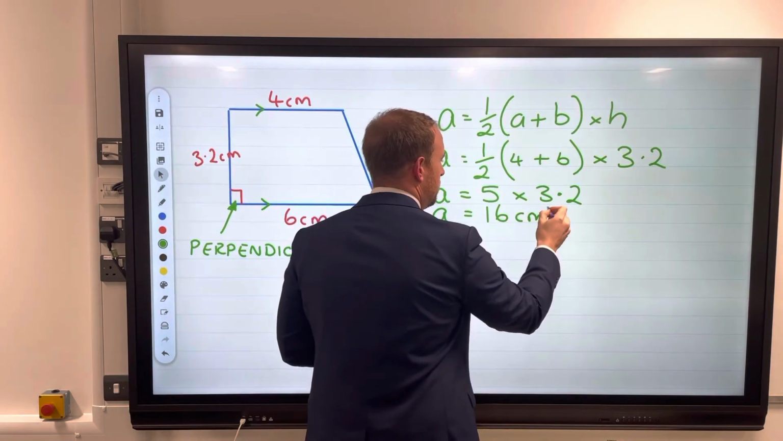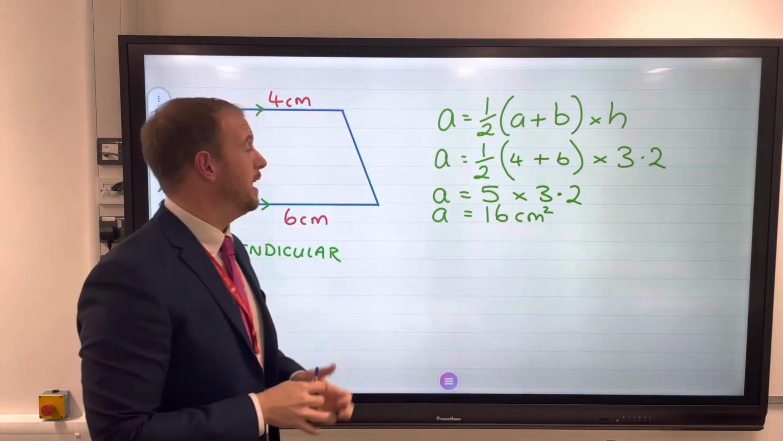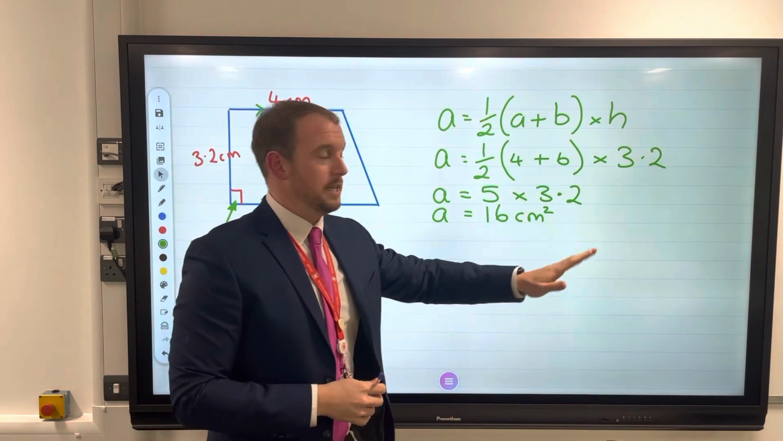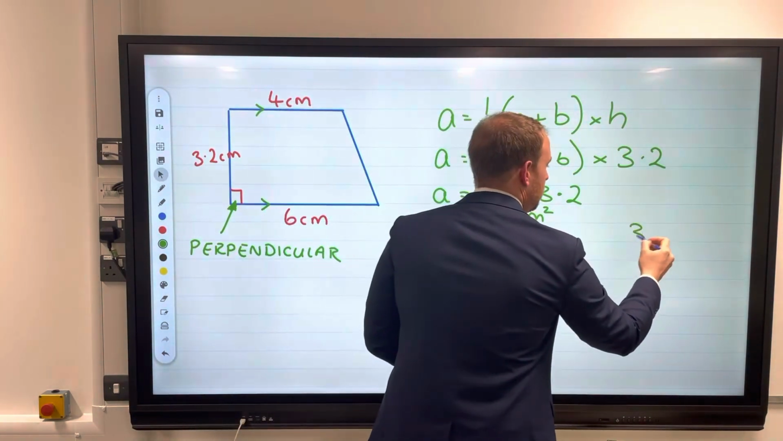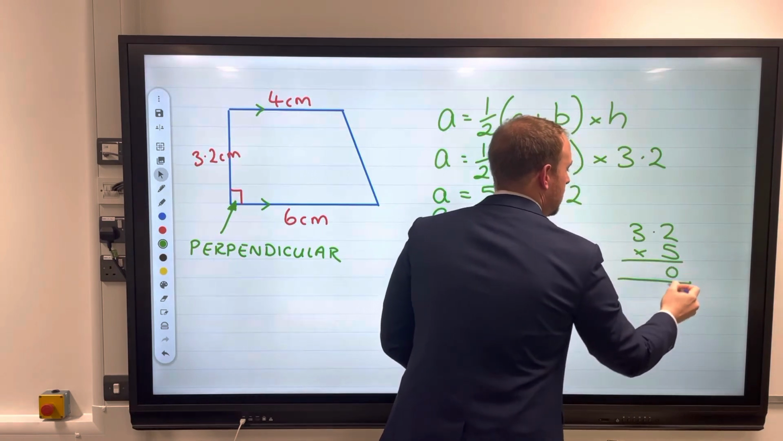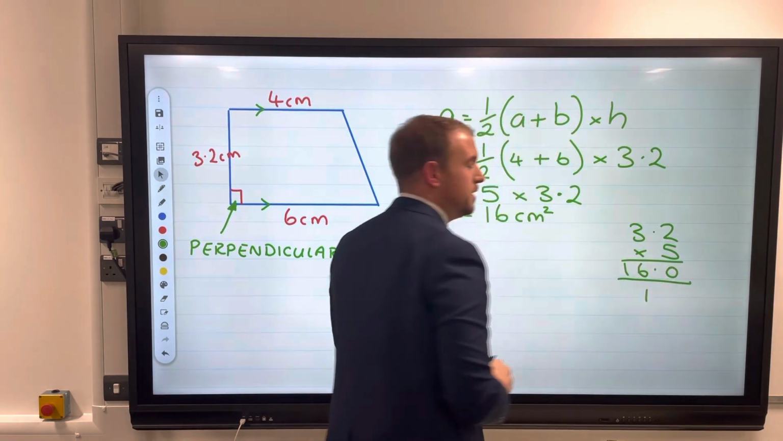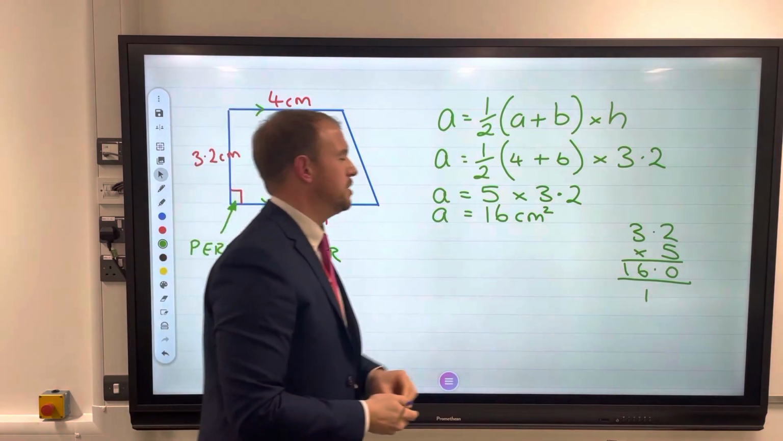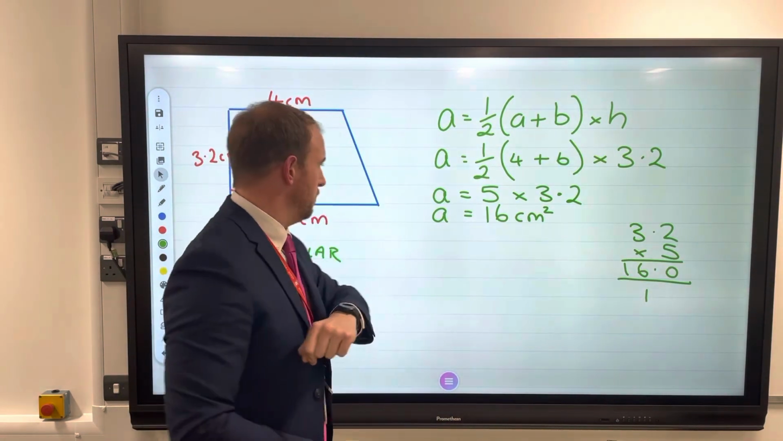Don't forget units of measurement on the end. Again, if you didn't know that in your head, there's nothing wrong with putting 3.2 times 5 and then using any method which you are confident to use. There are so many different methods, pick the one that's right for you.